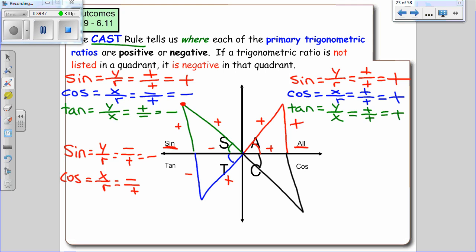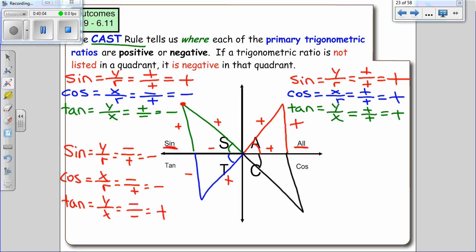Meaning that it's negative divided by negative equals positive. The only ratio that was positive in quadrant 3 was tangent. Cosine. Sorry, I'm way ahead of myself.